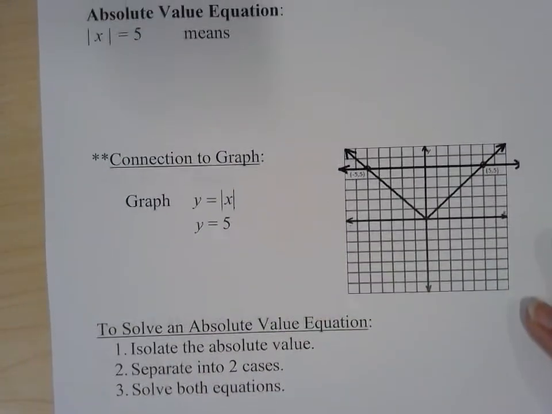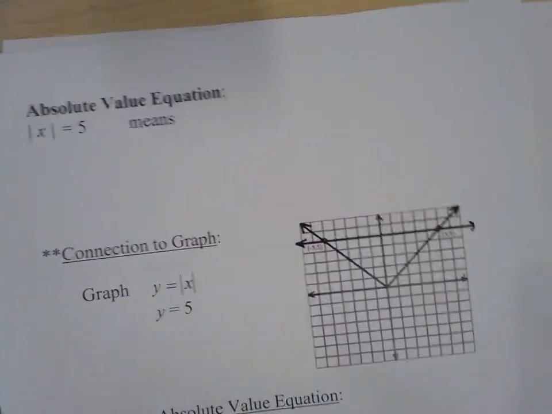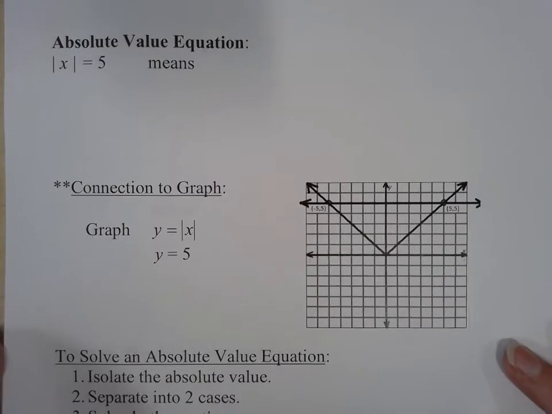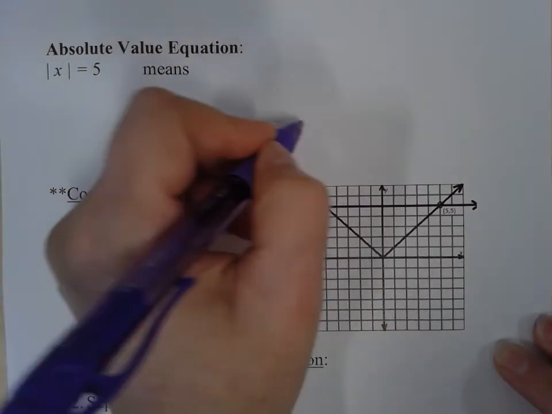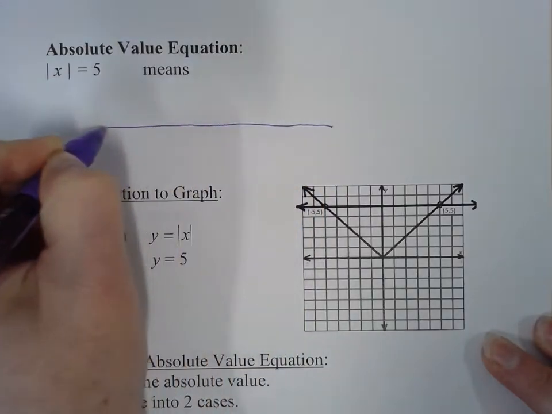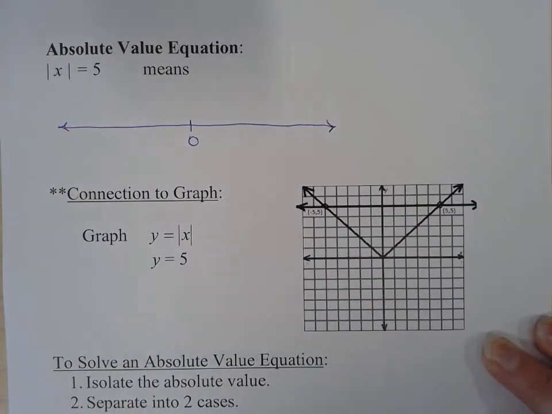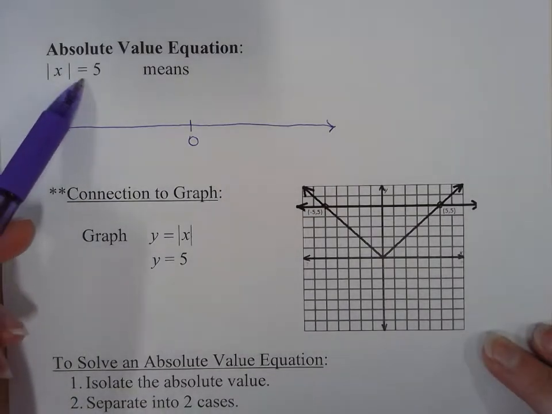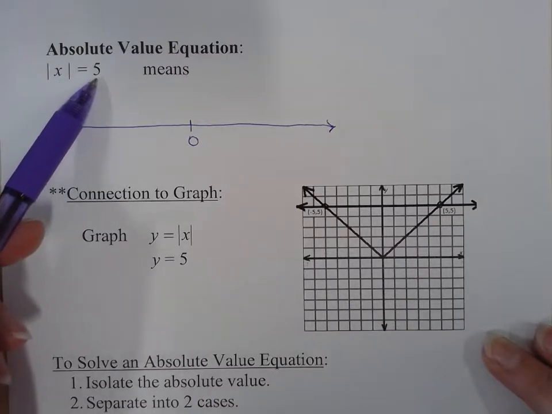Now let's talk about solving equations with absolute value. I always like to start with this really simple one just to give you the idea. So we said that the absolute value is a number's distance from 0. So if I'm solving an equation where the absolute value equals 5, that means whatever numbers I'm trying to find, their distance from 0 is 5 units away.